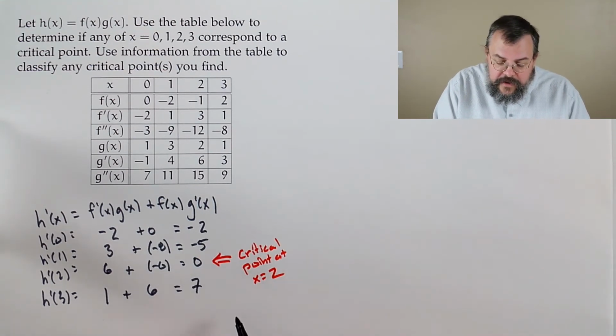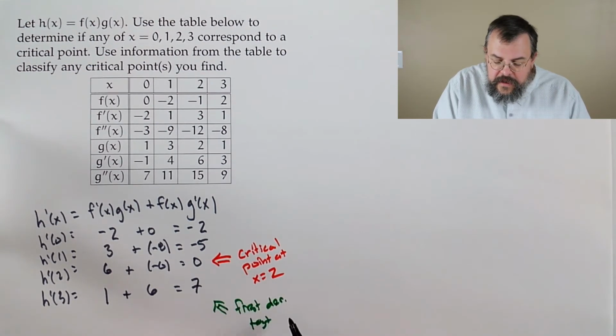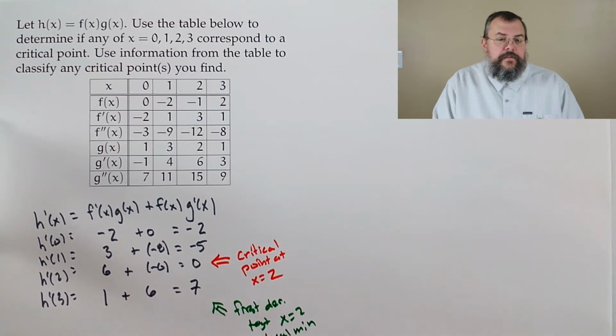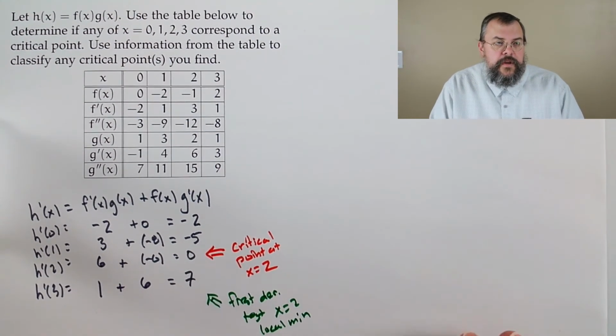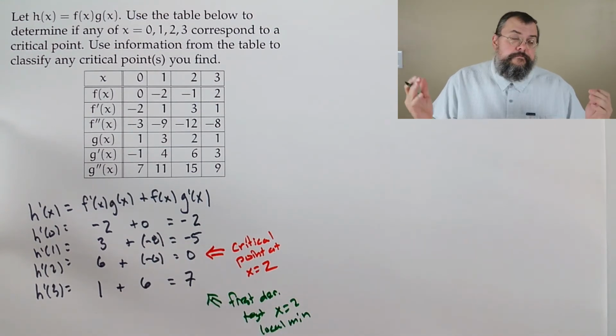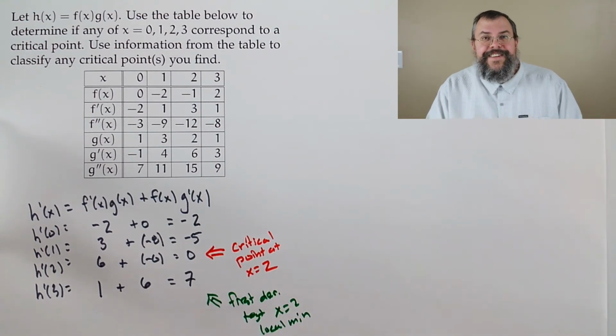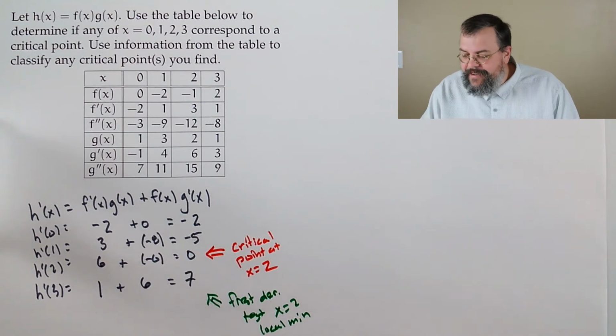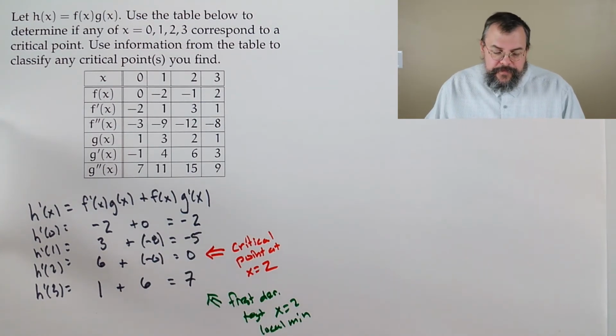So the first derivative test would be saying x equals 2 would be down, then up. That would be a local min, right? Good. Well, that was easy. Wait a second. I thought we were supposed to do stuff with the second derivative as well. Okay, let's do the second derivative test.